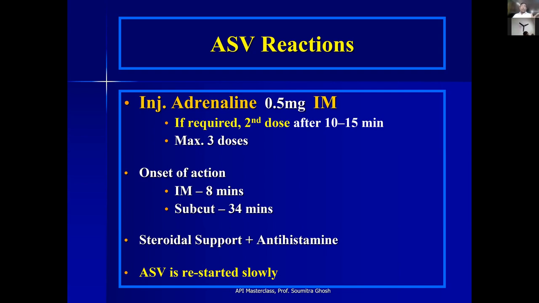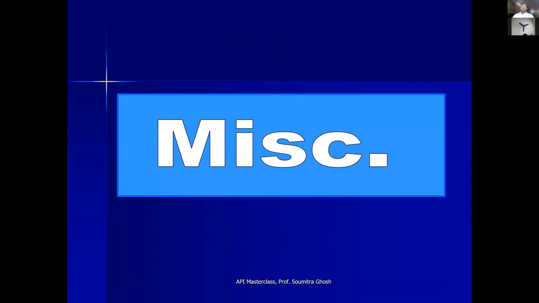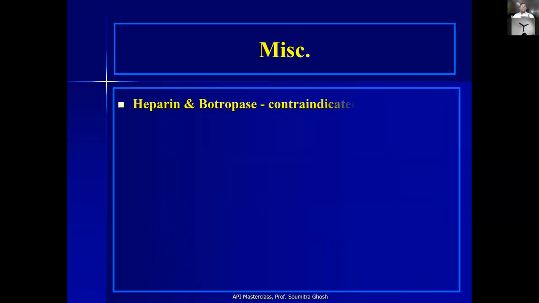And steroidal support, we know the steroid has a slow onset of action. They do not act before 4 to 6 hours. And actually, if you give steroid, they do not actually alter the situation. Antihistaminics are also given. And ASV has to be restarted if it is indicated immediately after that with these supports. And we cannot stop and just hold the ASV for good. So heparin and Reptilase are contraindicated because it is a DIC-like situation.